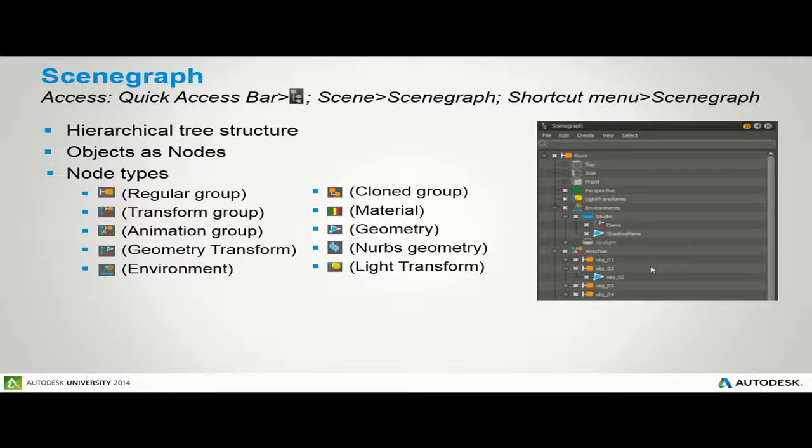There is this geometry node as a small blue polygon. You can see the triangular thing. That is the simplest form of the node present in the Scenegraph. And the regular group node, the first one, is the simplest form of the group node.